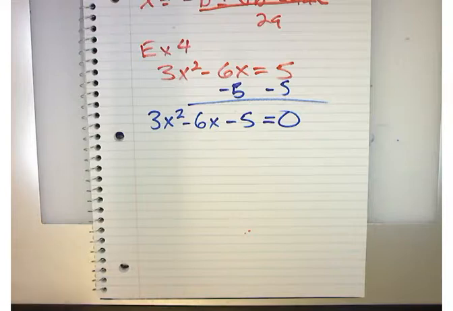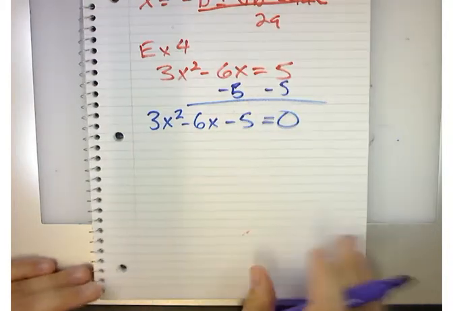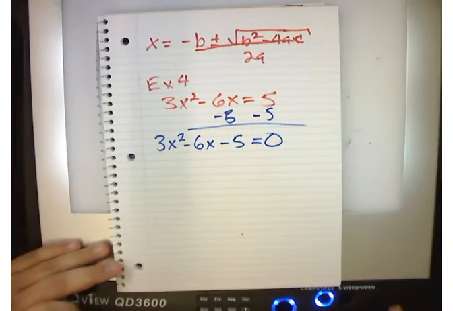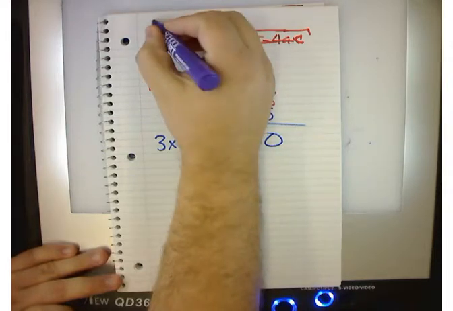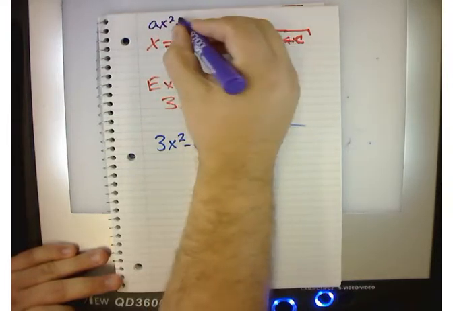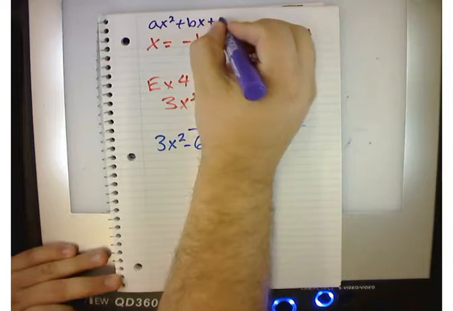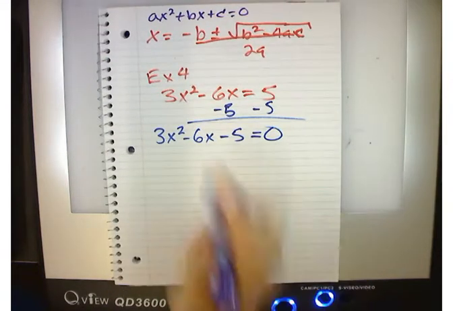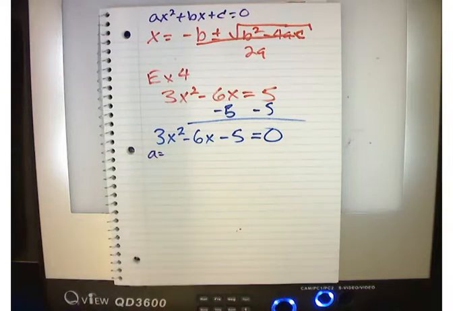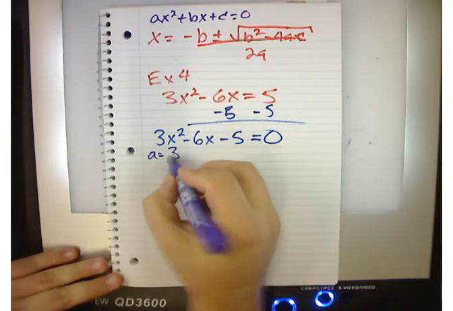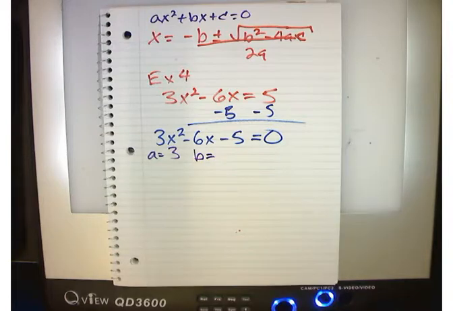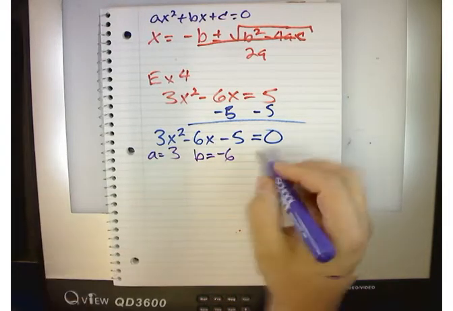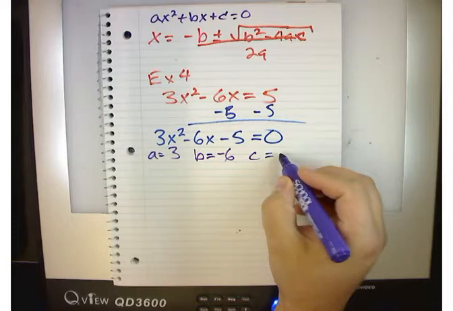Now, this a, b, c stuff comes from the fact that we always want to rig up our problem so it looks like this: ax squared plus bx plus c is equal to 0. So if that's the case, then my a term here is equal to 3. My b term is equal to negative 6. And my c term is equal to negative 5.